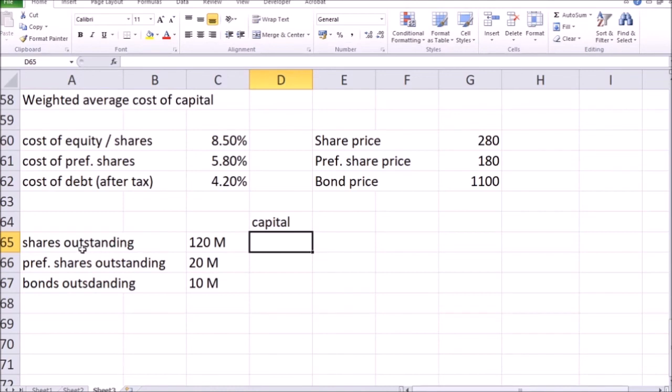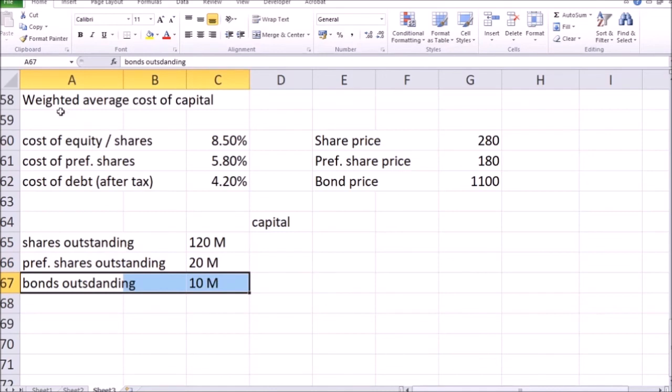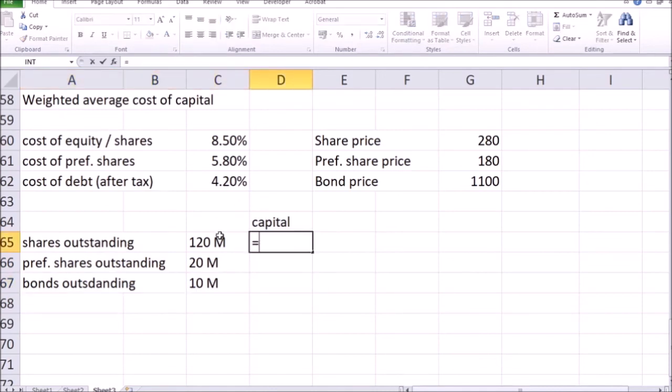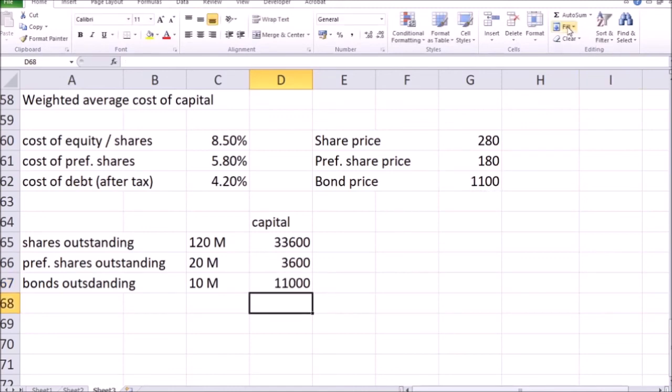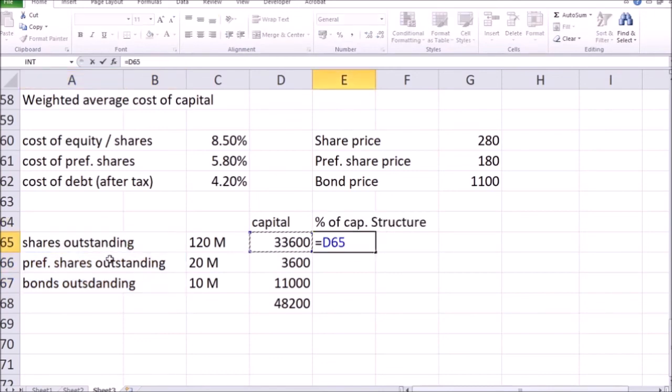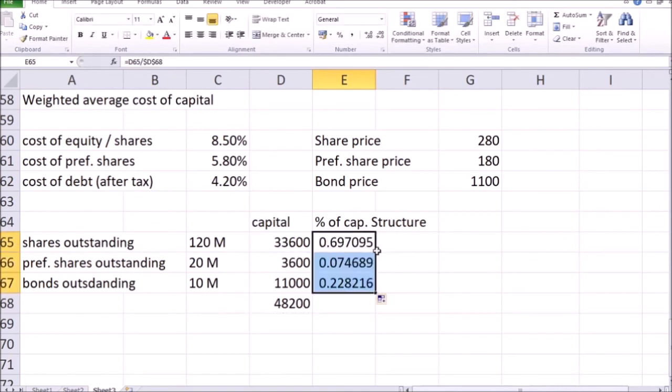So the percentage of capital within each of these out of the total will be our weights for the weighted average cost of capital. So let's calculate these things in millions. That would be 120 multiplied by the share price, 20 million multiplied by the preferred share price, and 10 million bonds issued multiplied by the bond price. In total, we have 48.2 billion. And to look at the capital structure, we look at percentages of each of these three sources of capital divided by the total. Fix the reference and copy the formula.